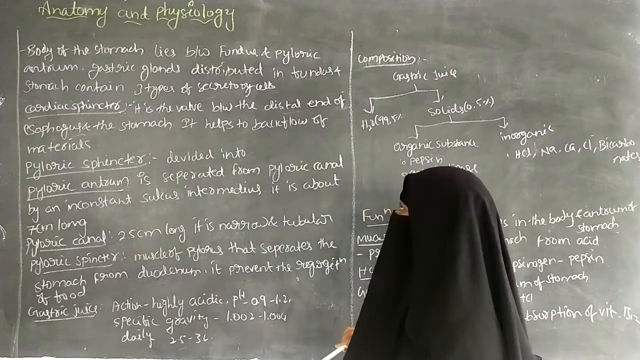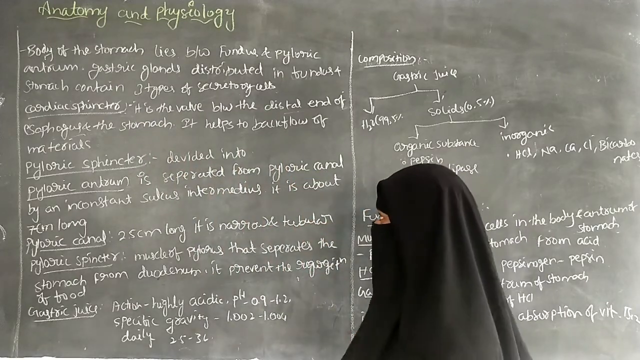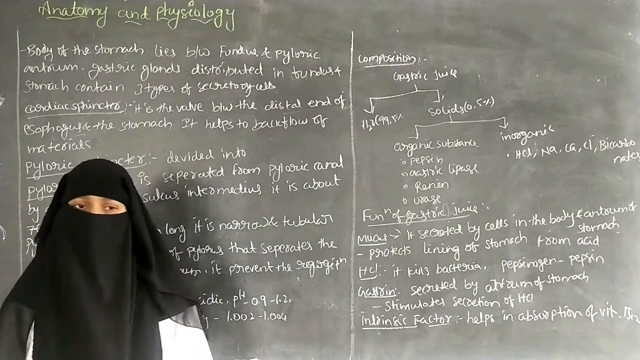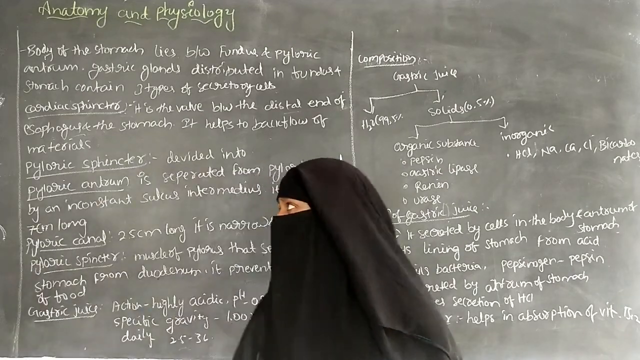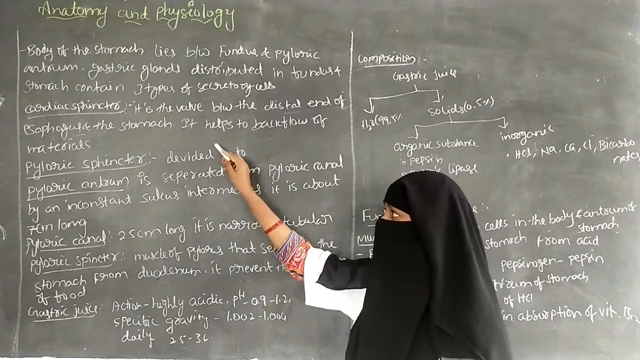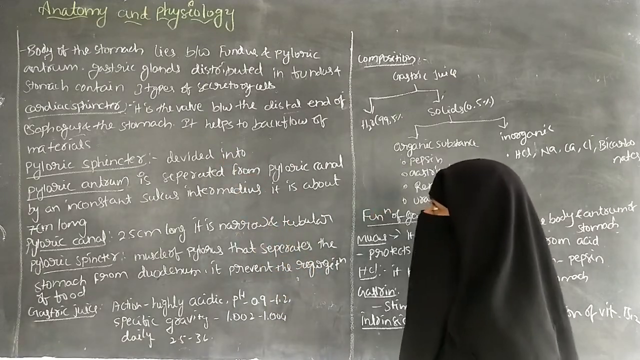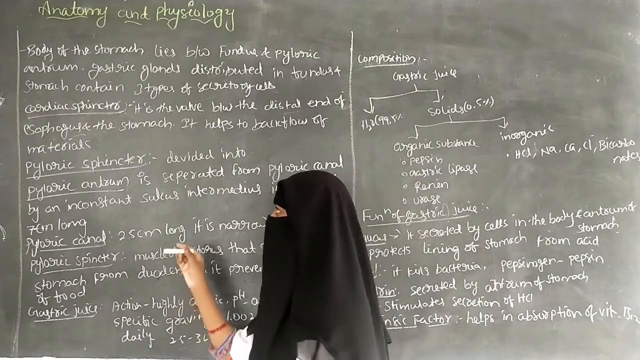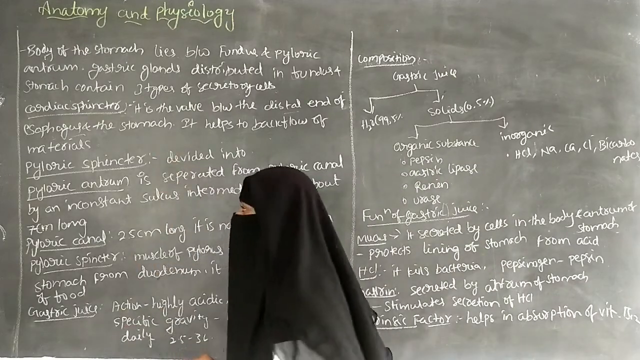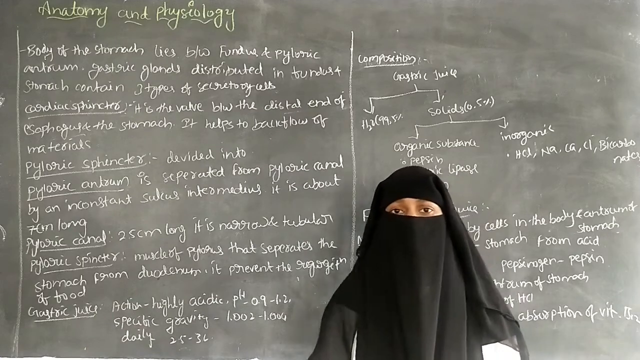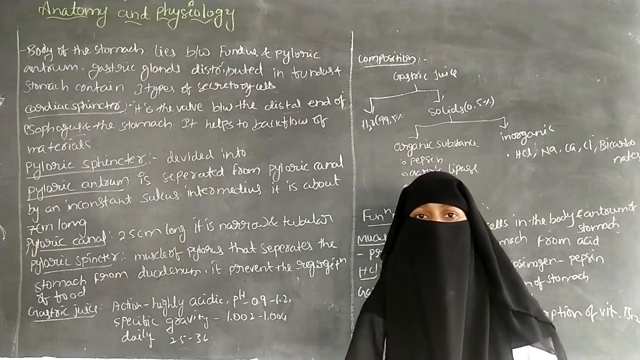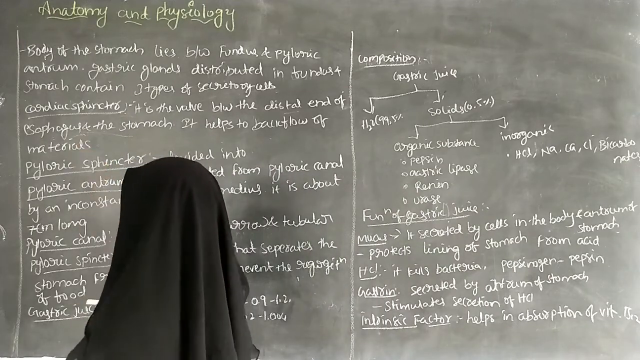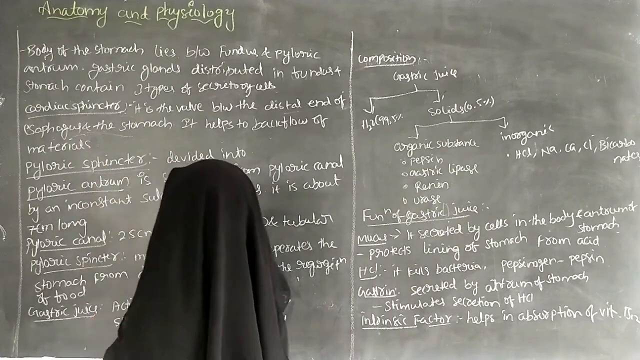It helps to prevent the backflow of materials into the esophagus. The cardiac sphincter is located between the distal end of the esophagus and the stomach, and it helps to prevent the backflow of food materials into the esophagus. The next one is the pyloric sphincter.